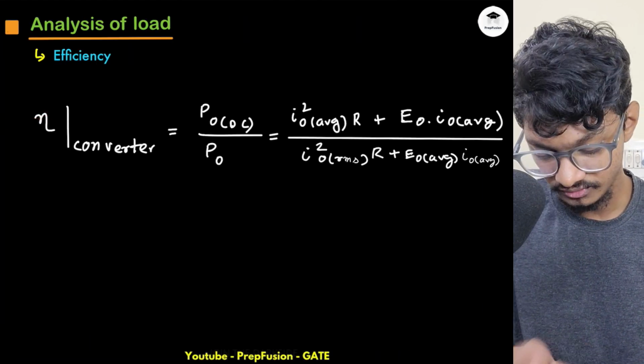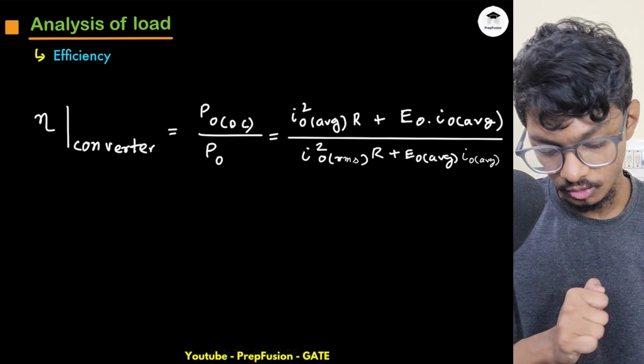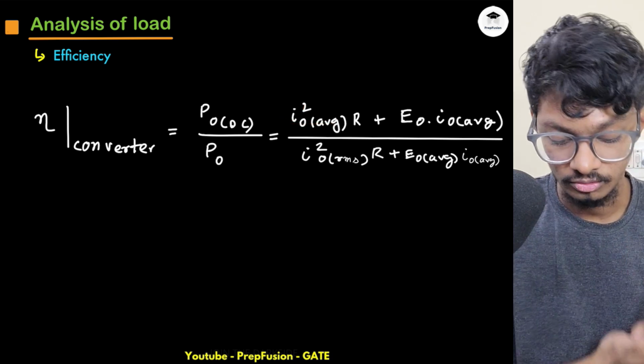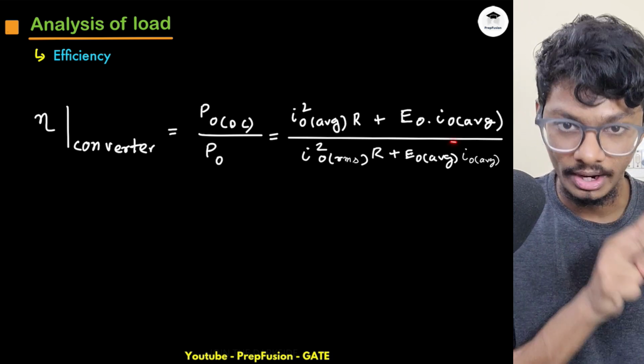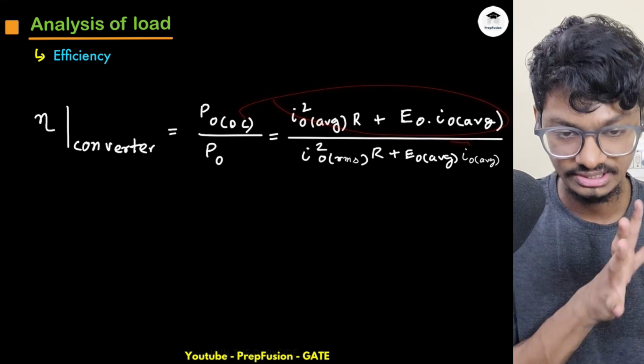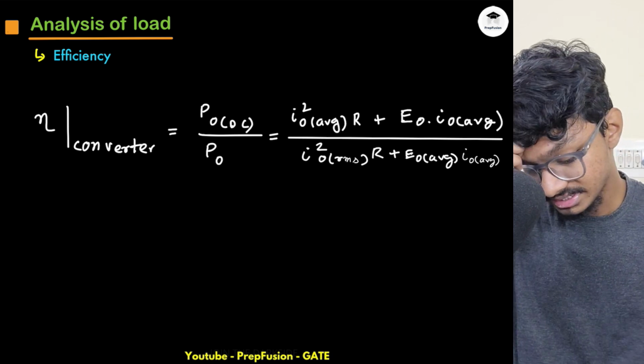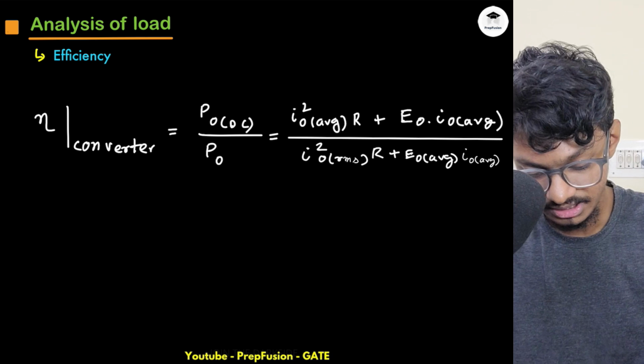Okay, and what is the efficiency? Efficiency of the converter is simply PO DC by PO. Now what is the DC power dissipated? DC power is IO average whole square into R plus EO into IO average. Only this is the DC component, and the RMS component is this. Okay, overall power.